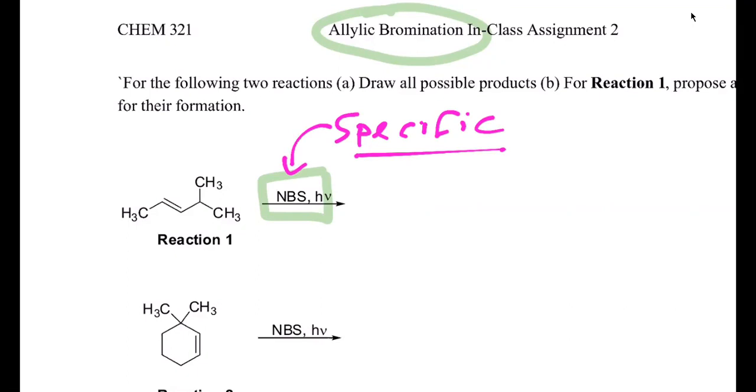In reaction 1, on this substrate, where are my allylic sites? That tertiary carbon right there. Okay, right here. You say right here? Yeah. Okay, good. And where's the other one? The CH3 on the end. Right here. Great. Yeah. So those are my 2 allylic sites.